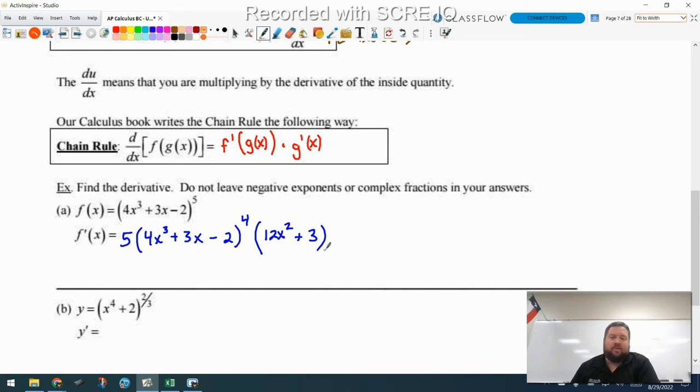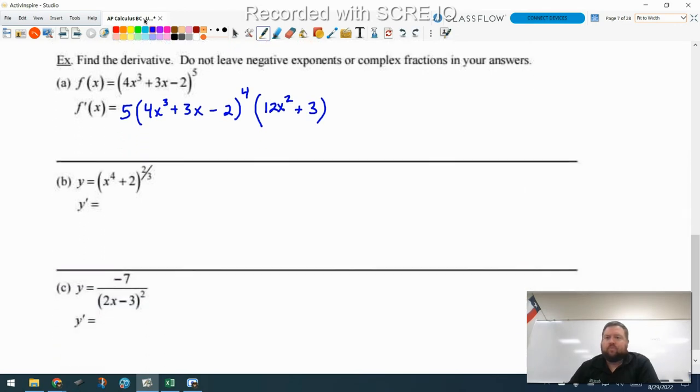All right, there's not a whole lot we can do to simplify this, so we're just going to leave our answer in that form. All right, let's try the next one. So outside function first, so we apply the power rule, 2/3 multiplied in front, keep the inside the same, subtract 1, so that makes this negative 1/3. All right, we're not allowed to leave negative exponents, so we have a little more work to do here. So I'm going to take that whole negative exponent thing, move it to the denominator.